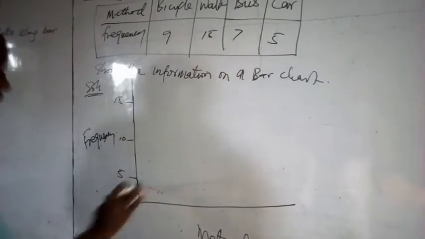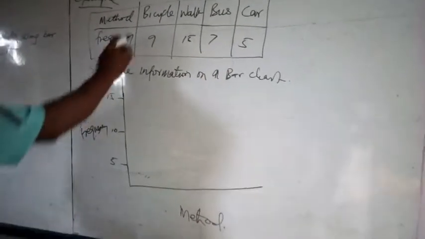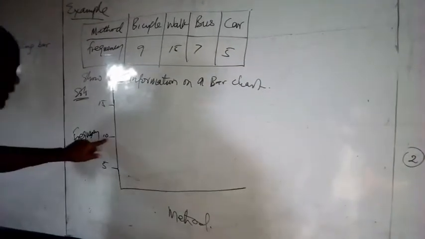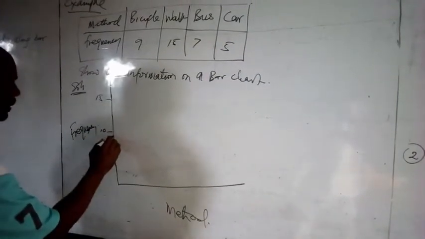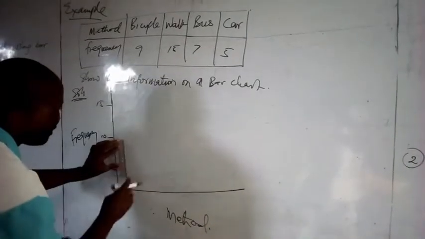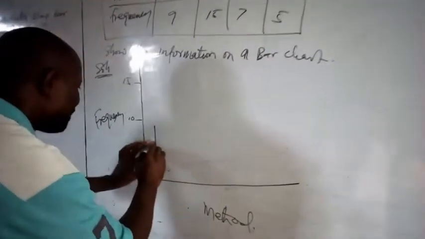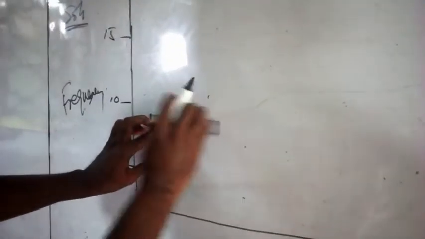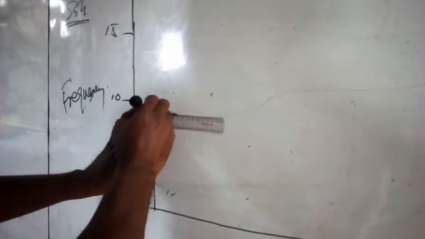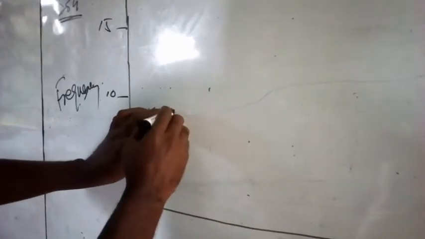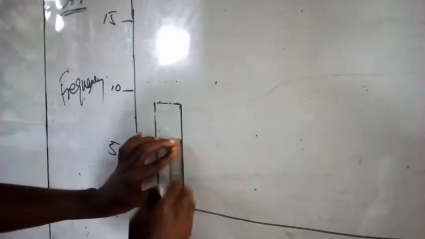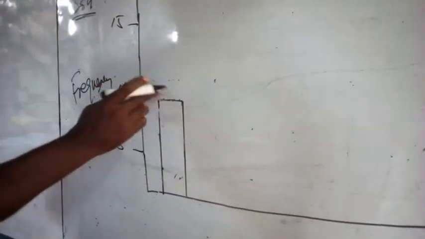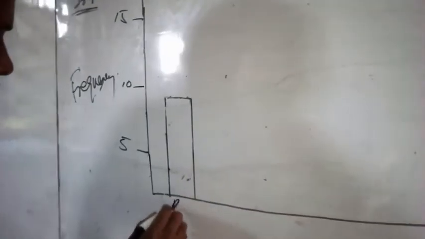Now, I will start. The first method is bicycle. So I will have my bar here, which is 9. If this is 10, my 9 has to be a little bit lower. So I will draw my line from here down. This is my bar. That makes bicycle. Yes, that is my 9. It's not up to 10. You can see my 10 here. This is where my 9 is. So this is bicycle.